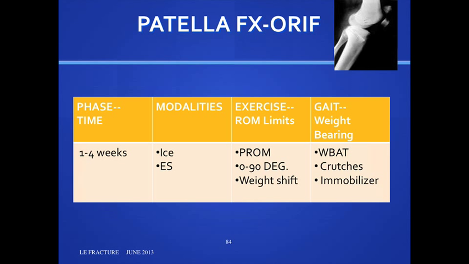Because think about it, if you go beyond 90, you're going to add stress to the fracture site by stretching it, and if you add active contraction, you're going to pull one end of the fracture from the other. So those two things should be kept in mind. Passive range of motion is limited to 90 degrees.